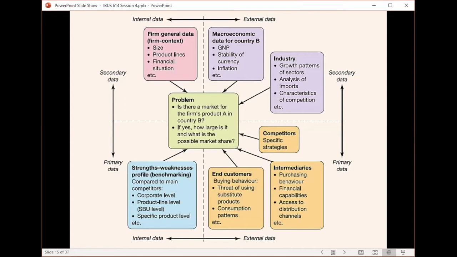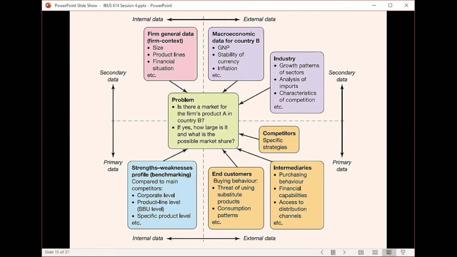We can also talk about micro environmental factors at the industry level. The growth patterns of the sector. Is the sector growing, or is it constricting? Are people leaving, or is the sector so attractive that more people are coming in, right? Which will lead us into the analysis of imports and the characteristics of our competitors. All these things are secondary sources of information from the internal and external sources that can affect the way we even enter a market and how we operate within that market in order to survive.